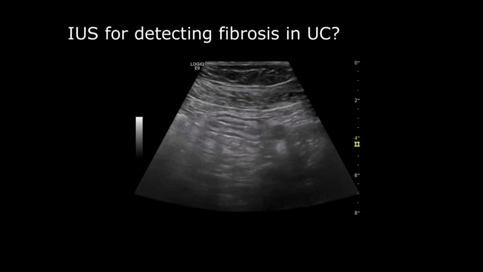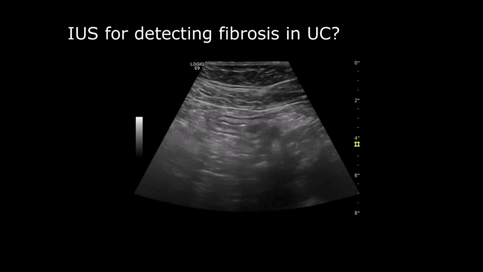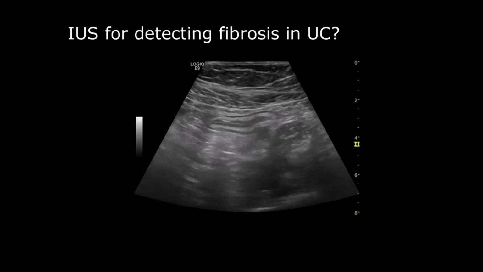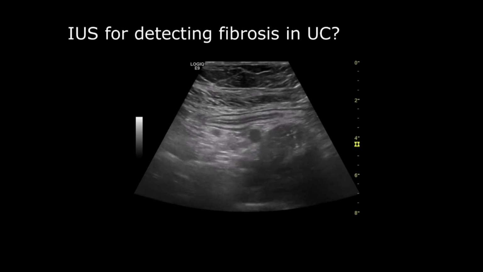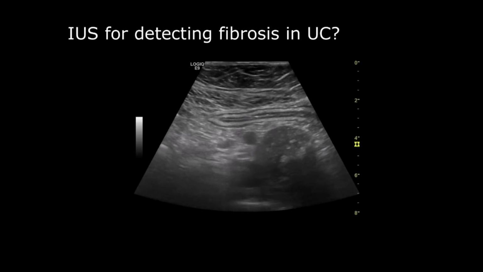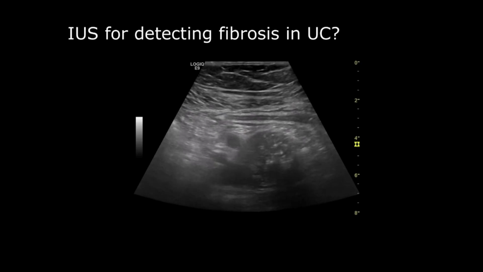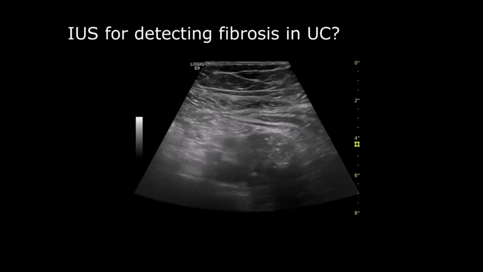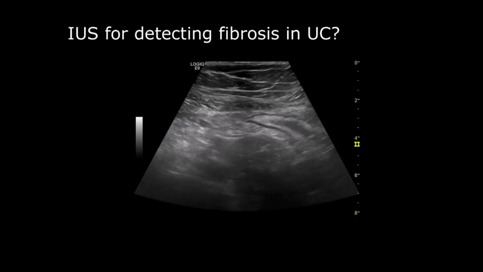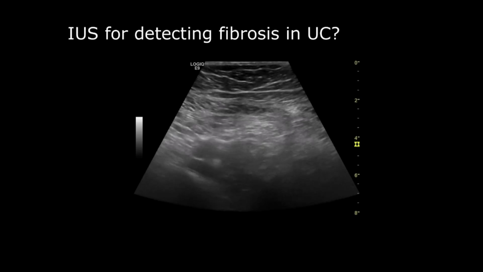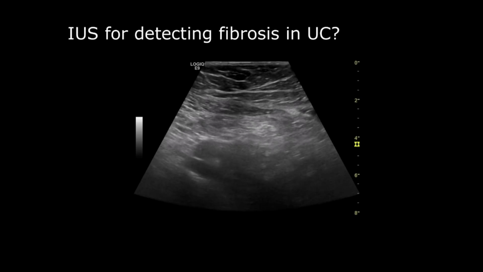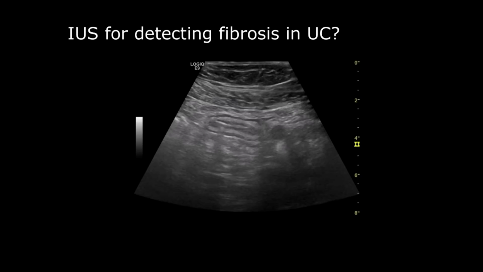I'll show you again. So no haustration, intact bowel wall layers, and you do see haustration. And that's a typical picture you find in patients with fibrosis, patients who often still present with symptoms of diarrhea, but that's more due to non-functioning of the large bowel and not due to inflammation. Now, do we have any valid parameters to measure?